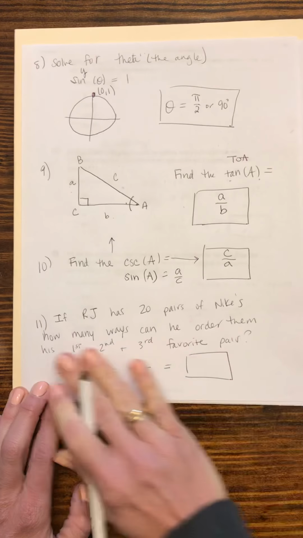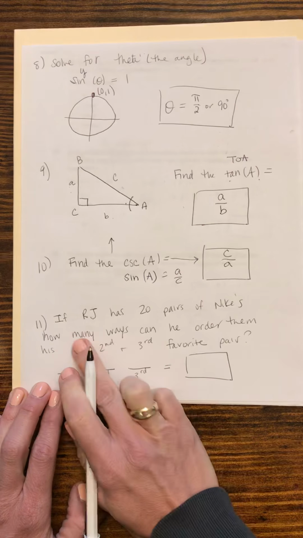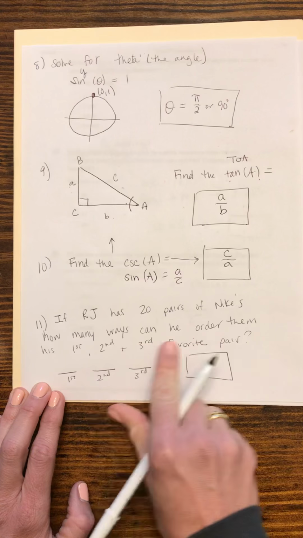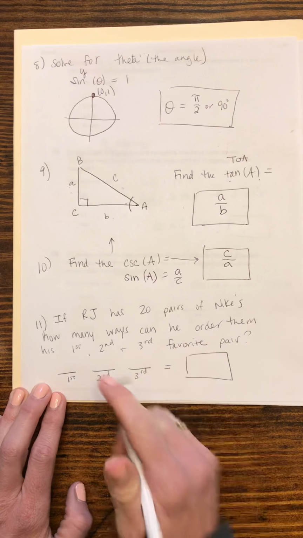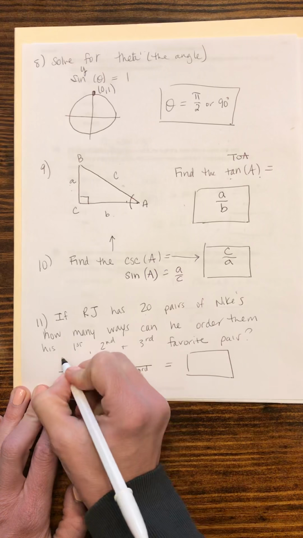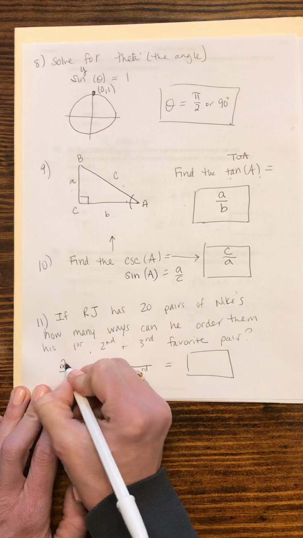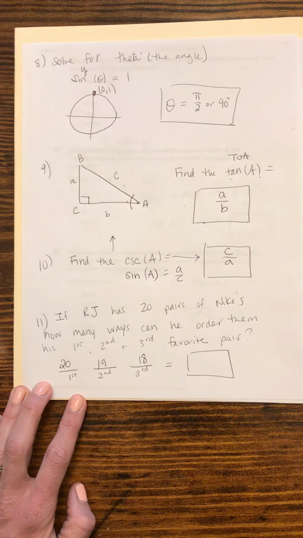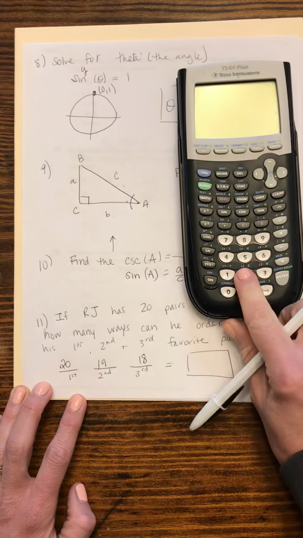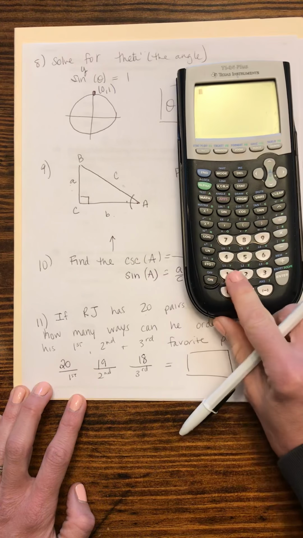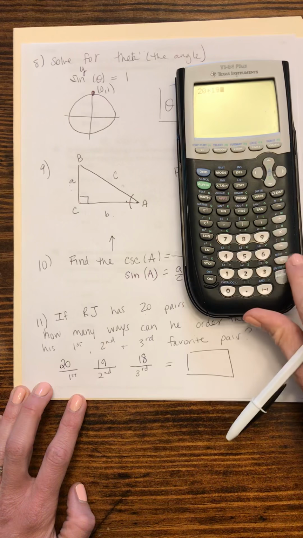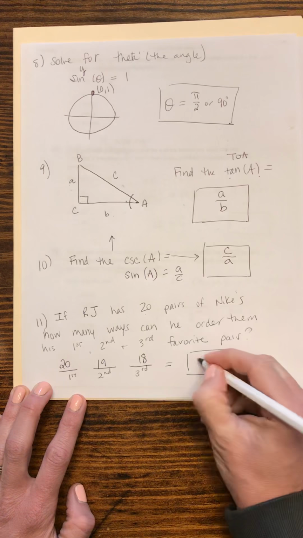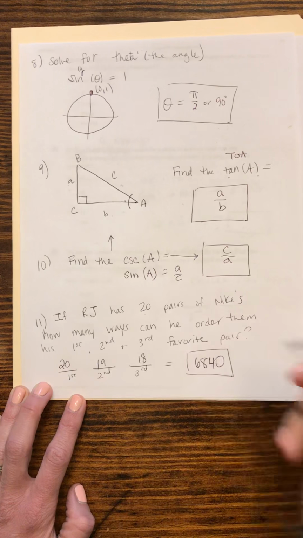And then the last group of problems were our probability and counting problems. If RJ has 20 pairs of Nikes, how many ways can he order them, his first, second, and third favorite pairs? So he's got 20 pairs, so for the first favorite pair, he has 20 choices. Then he has 19, then he has 18. As we type that in our calculator, we multiply those choices together, so 6,840.